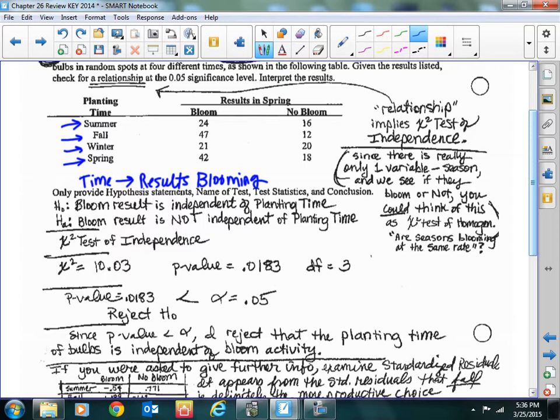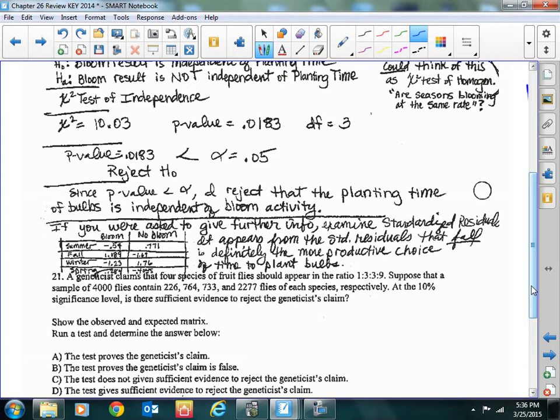Chi-squared test of independence, and when I put that into my calculator, those are the results that I get. And since this 0.0183 is less than an alpha of 0.05, I reject. Since the p-value is less than alpha, I reject that the planting time of the bulbs is independent of bloom activity. Now, I didn't think any of these problems had done this, and so I wanted to do one of these so that you could remember how to do this in case you see this.